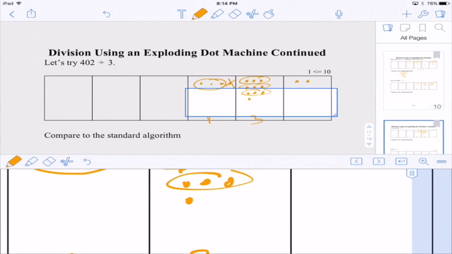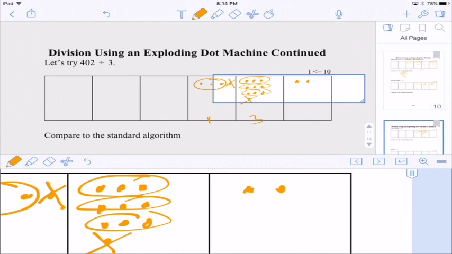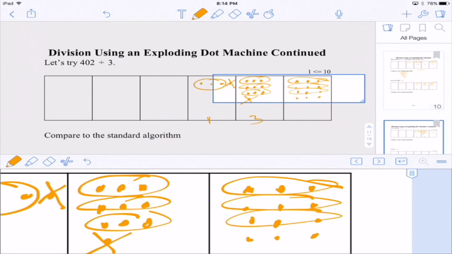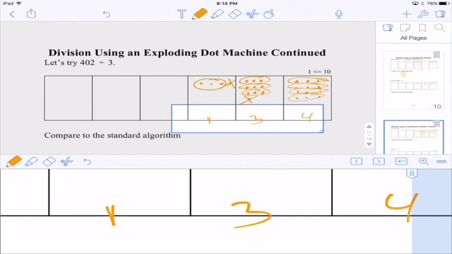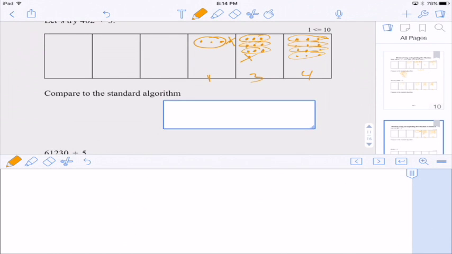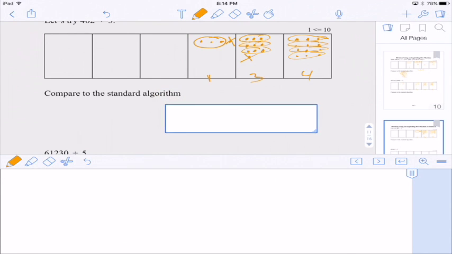So again, I'm going to unexplode that one. I get 1, 2, 3, 4, 5, 6, 7, 8, 9, 10. Now I have 4 groups of 3. 134. How easy was that? That makes so much more sense. Now if we go to the standard algorithm, you're going to see how this is exactly the same thing. Hopefully this makes much more sense than when you did it before.